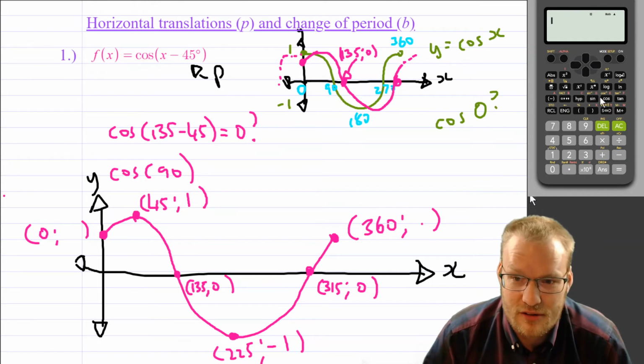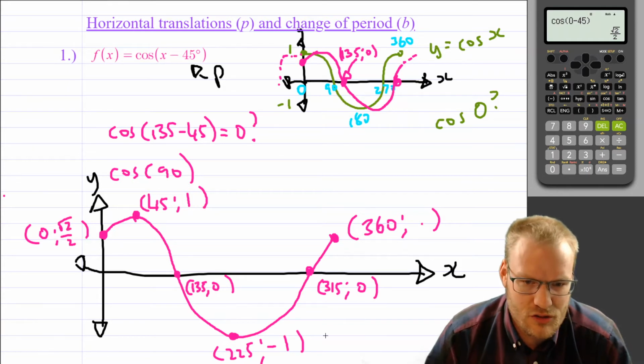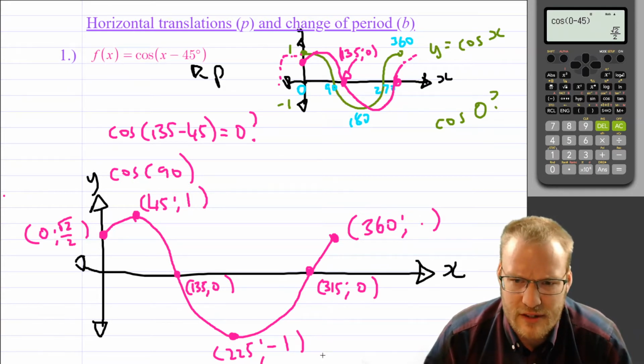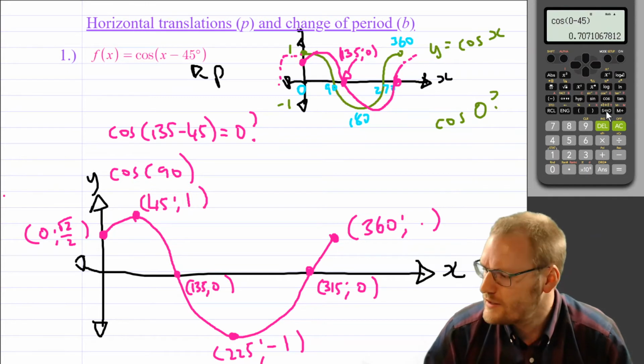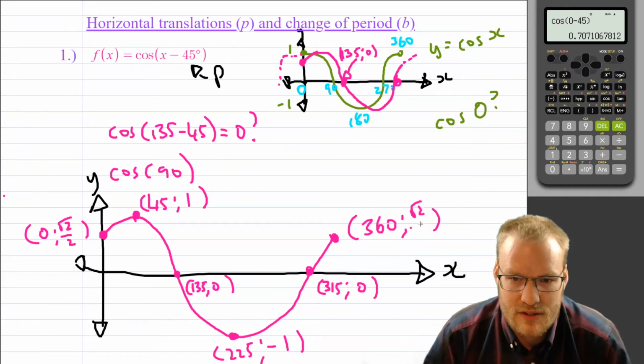Just input 0. So cos of 0 minus 45, because remember it's x minus 45. So when x is 0, root 2 over 2. Okay, root 2 over 2. So a matter of interest, what is that value really? 0.7. Okay, so less than 1. That fits in, and this will be the same.